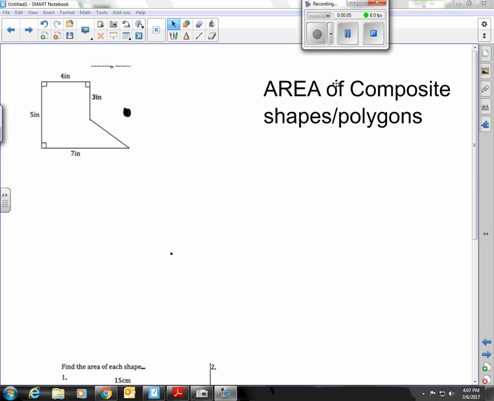Copy down this one example problem and do these 4 problems on a separate piece of paper, turn it in, and that'll be your homework. So right now, draw this out. Here's what we did in class.